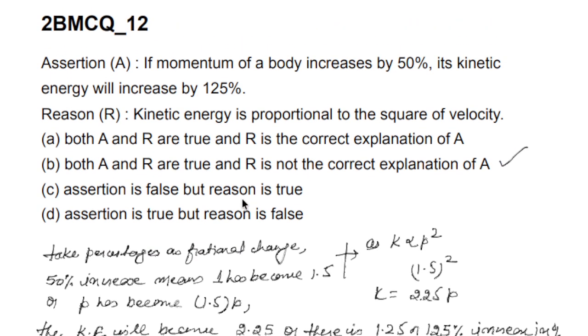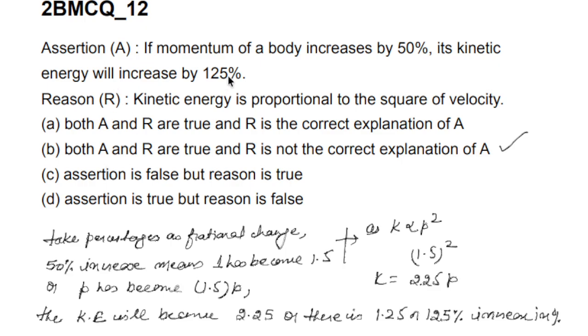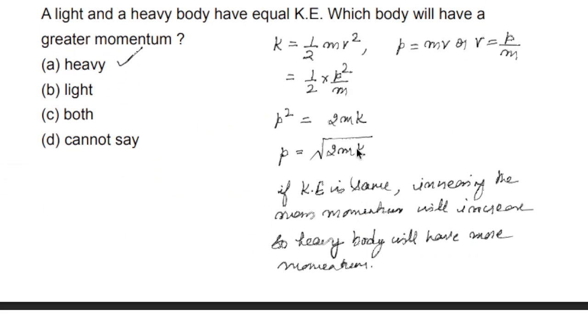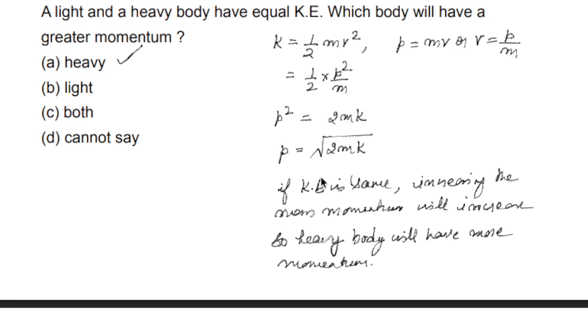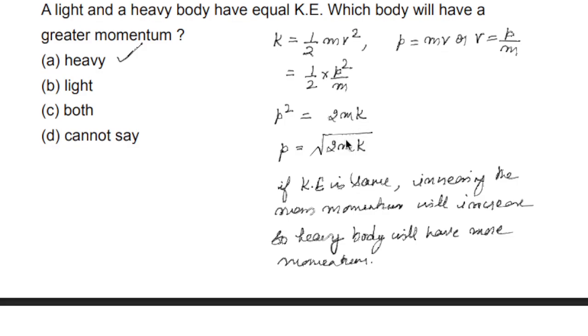Let's say question number 12. Okay, it is an assertion based question. Let's have a read. If momentum of a body increases by 50%, its kinetic energy will increase 125%. Now, how to test it? So we should know the relation between kinetic energy and the momentum. We have already derived it here. See, P square is directly proportional to K, we can say. Now what we are assuming is, let's say mass is constant. They are saying the momentum is increased, and they are asking about kinetic energy. Let's see if that relation is true.